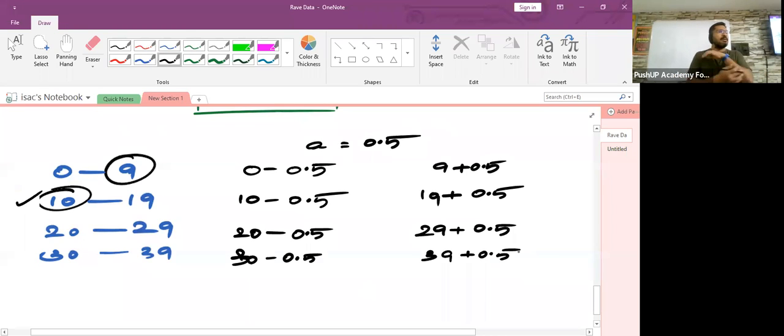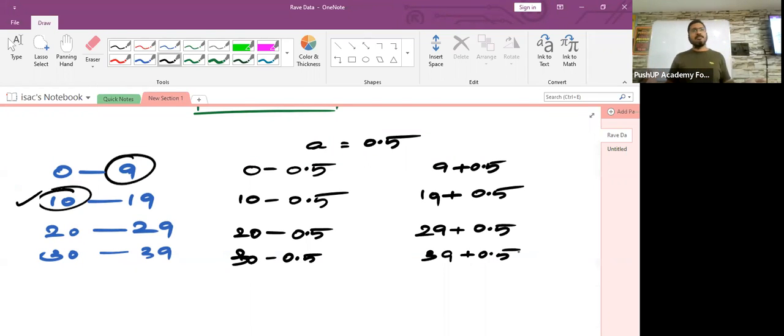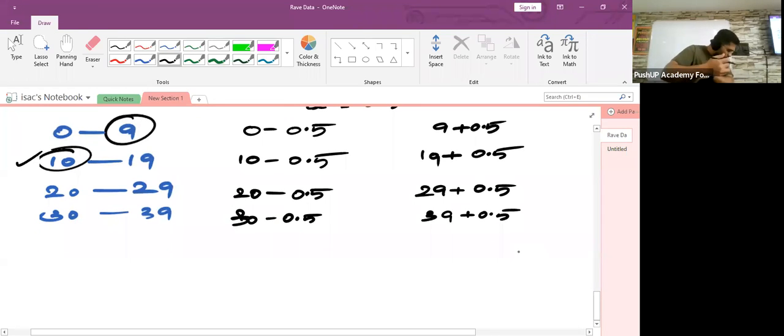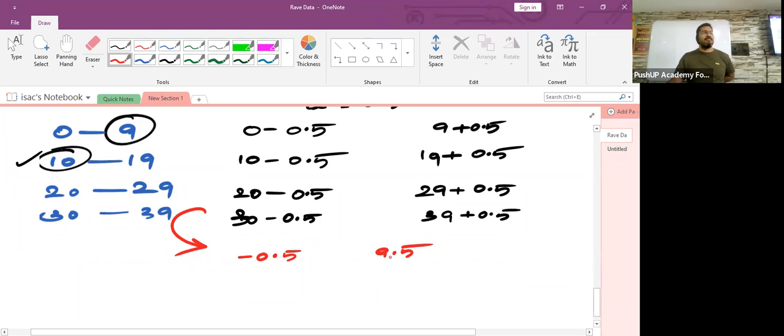What am I doing here? I'm just subtracting the adjustment factor from the lower limit and I'm adding the adjustment factor to the upper limit. That's all. Now I'm going to write the final values down. What is 0 minus 0.5? It is minus 0.5 itself, no? 9 plus 0.5 is what? 9.5.